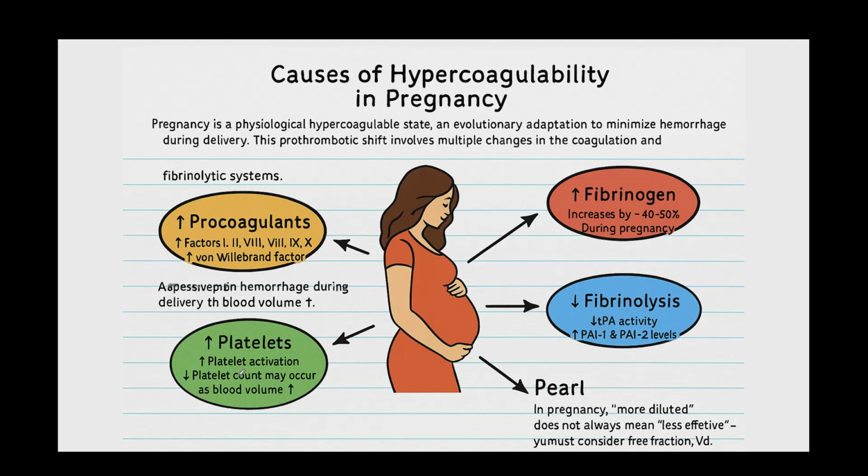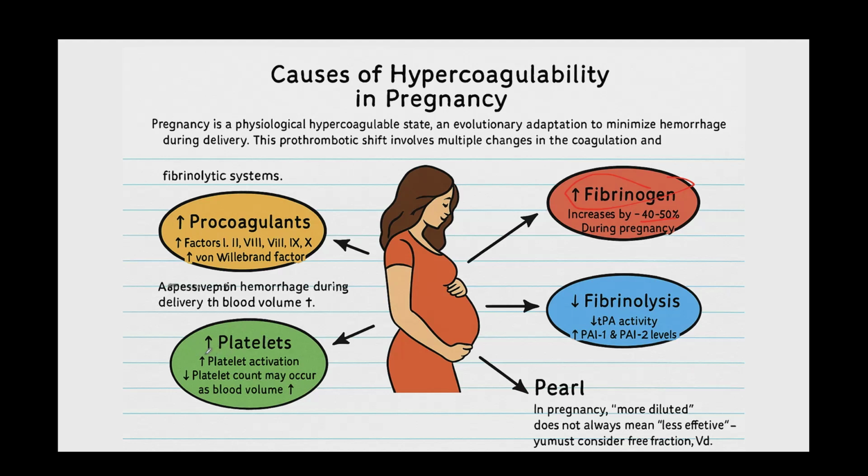Prothrombotic shift involves multiple changes in coagulation and in the fibrinolytic system. For example, the procoagulants increase, like factors 1, 2, 8, 10, and 9, even von Willebrand factor increases, and there is also an increase in fibrinogen. Fibrinogen increases by 50% during pregnancy.